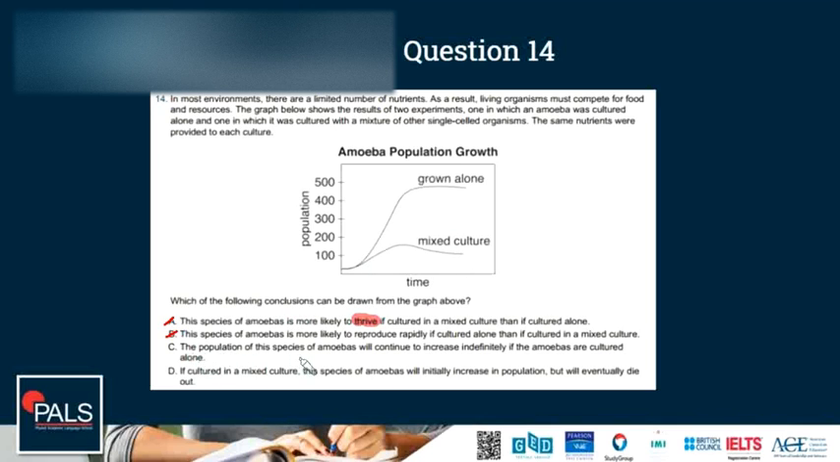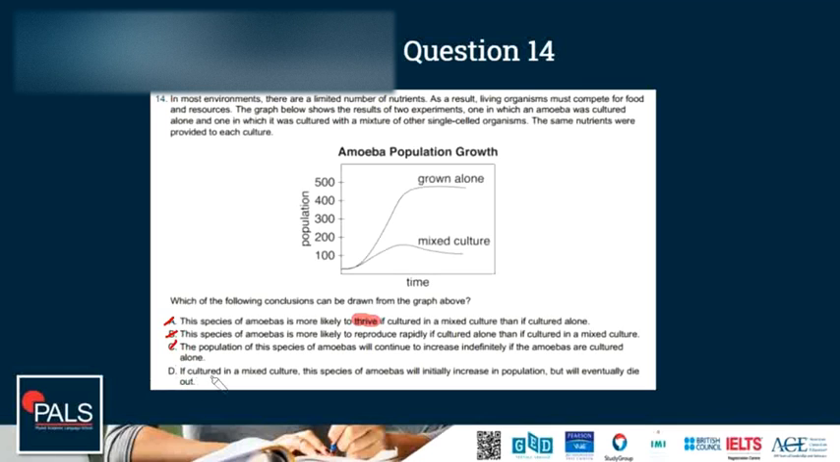C: The population of the species of amoeba will continue to increase indefinitely if the amoebas are cultured alone. That is not true as well. Increasing indefinitely would mean that our graph just would continue to rise. It doesn't do that. It starts to flatten, which means that the growth of the amoebas stops. And that means we can exclude C as well.